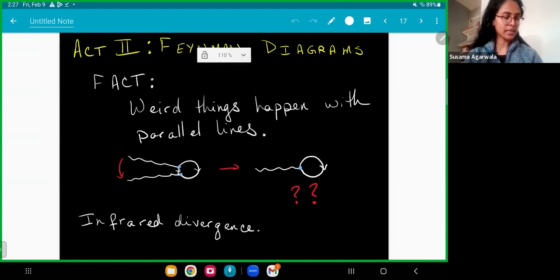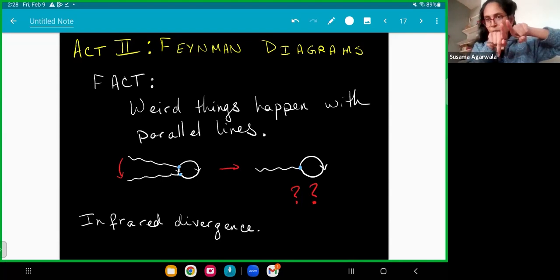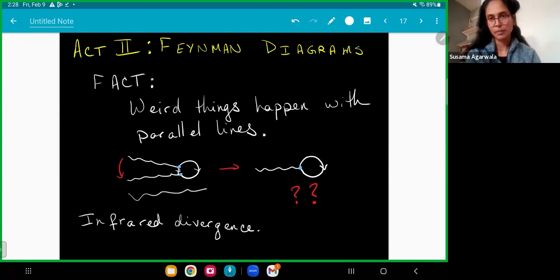One thing that is interesting and important for this paper is that very weird things happen with parallel lines. In the previous picture, I showed you two things coming at each other. I had one photon coming from here and one photon coming from there. They were coming from opposite ends, they were colliding, and we were studying what was going on. If they don't come from opposite ends, if they're basically traveling together and they collide, that's one place where the physics gets very strange.